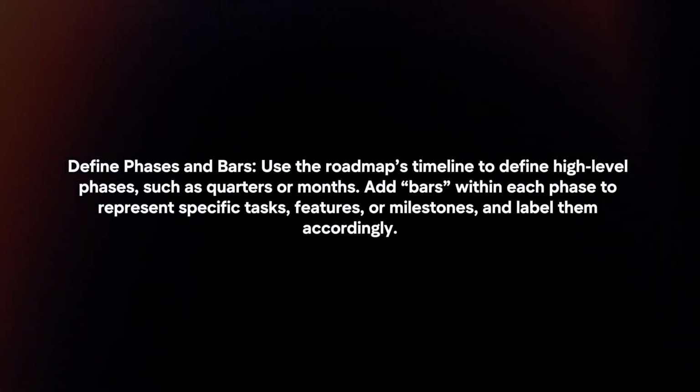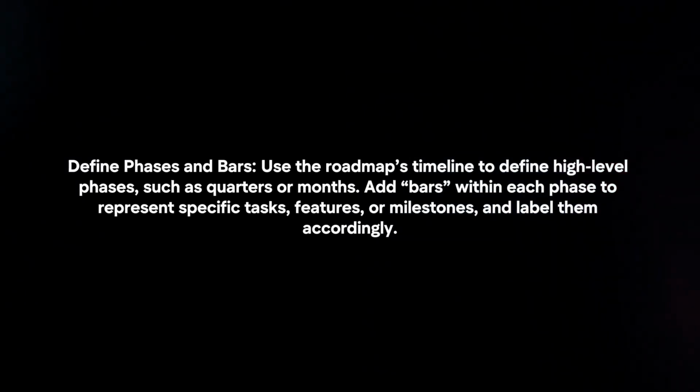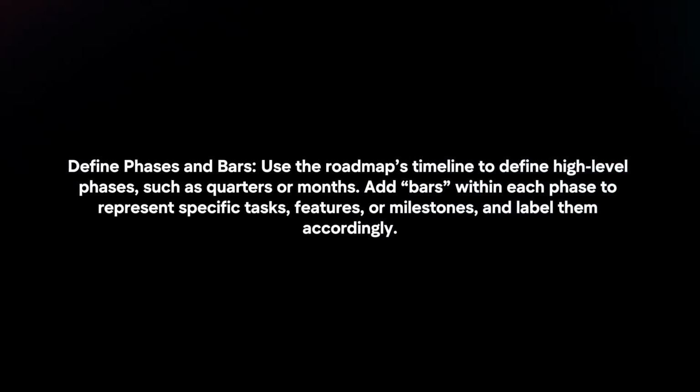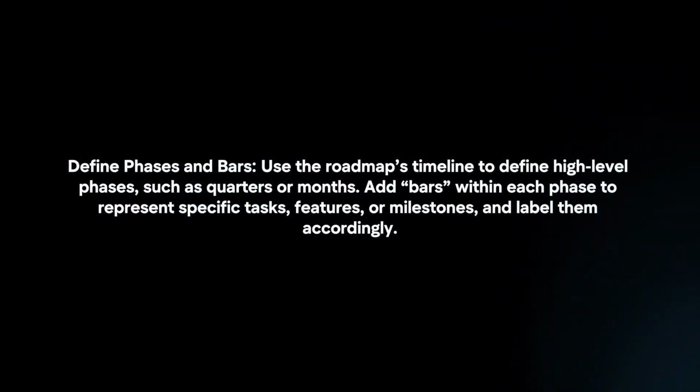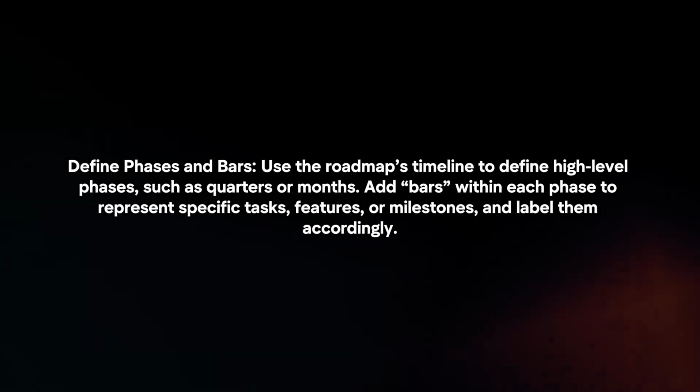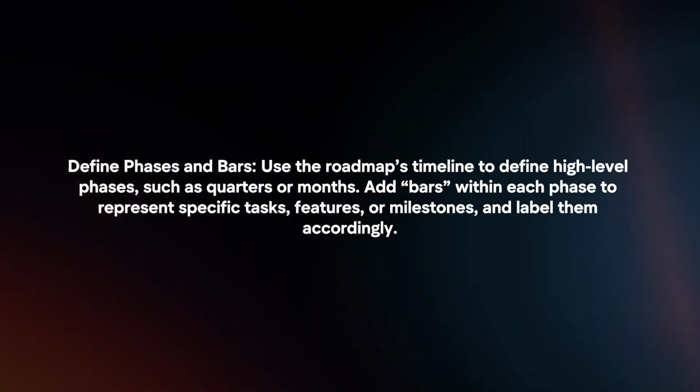Define phases and bars. Use the roadmap's timeline to define high-level phases, such as quarters or months. Add bars within each phase to represent specific tasks, features, or milestones, and label them accordingly.